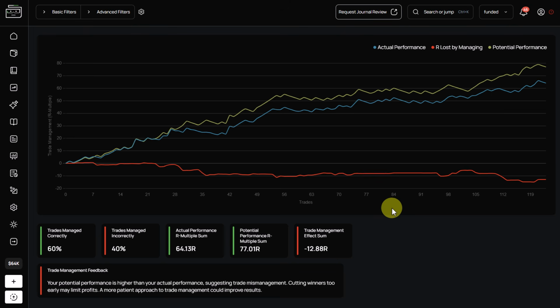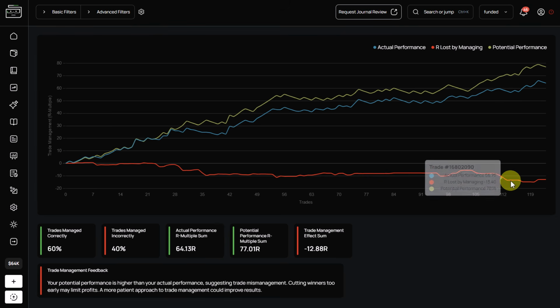What we can see here is that the potential performance is above the actual performance, which would mean that he could potentially have made more money, and that's also what the data says. This red line shows the actual effect of his trade management decisions. Whenever the red line is going down, he is managing his trades in an inefficient way, which most of the time means closing winners too early and leaving profits on the table. But for the most part, the line is going sideways.